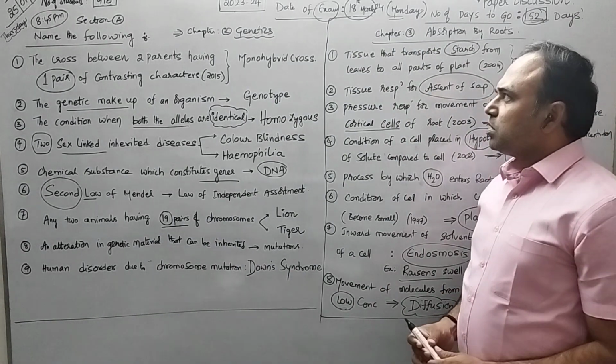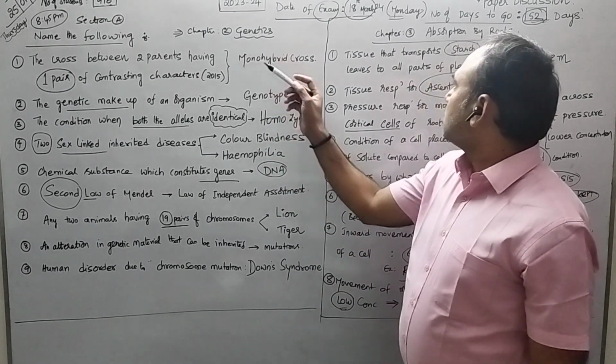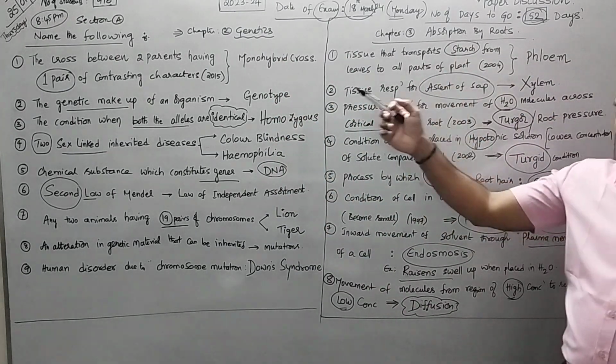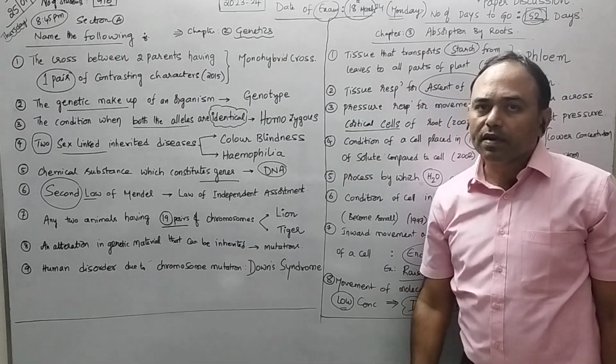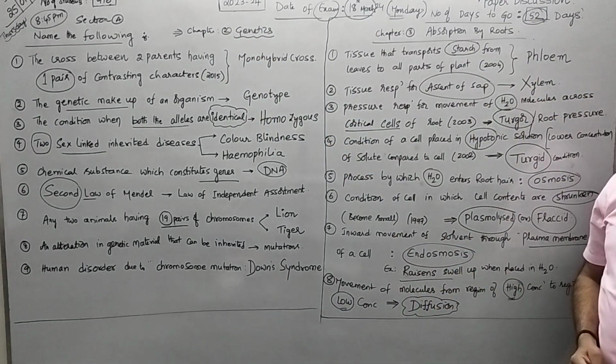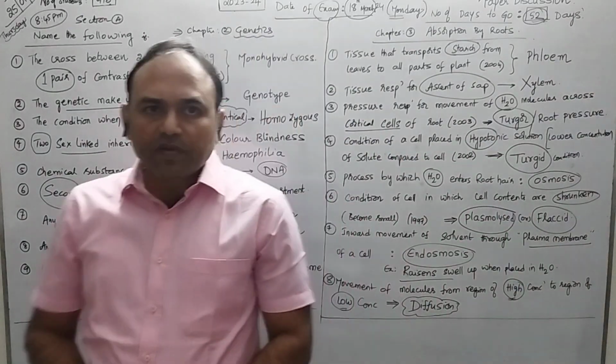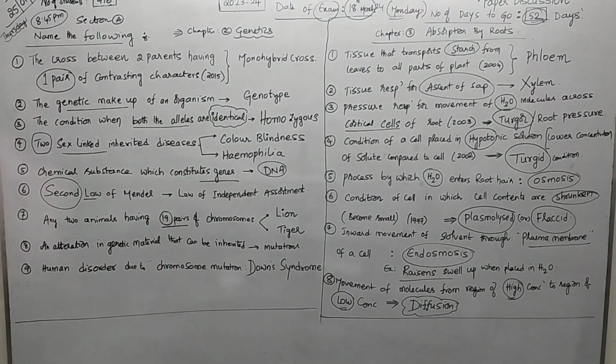We want to discuss chapter 2 and chapter 3. Name the following questions from section A, that is for ICSE grade 10 biology final exam revision. Now as we have discussed earlier, in this we have 9 questions.